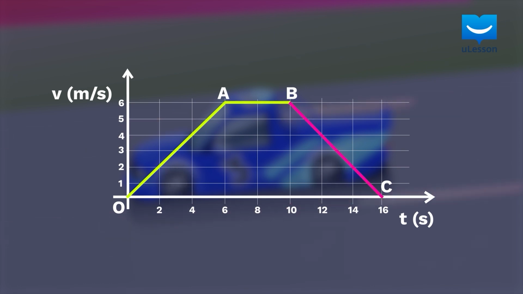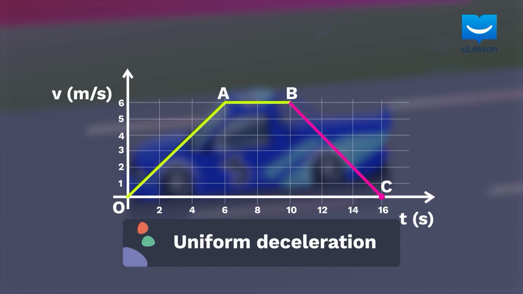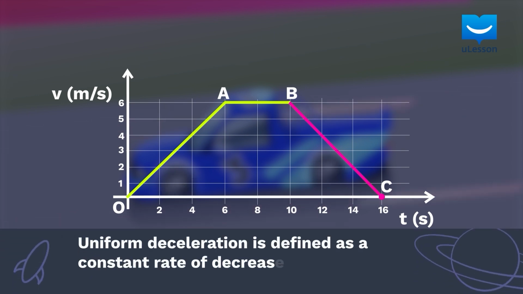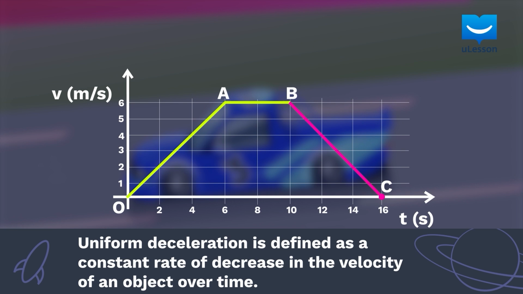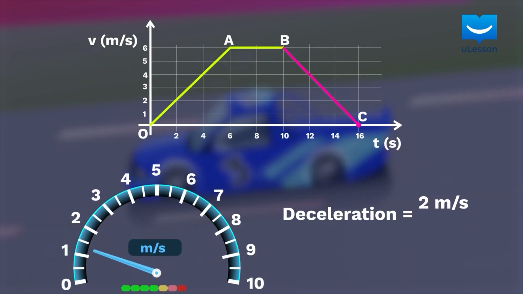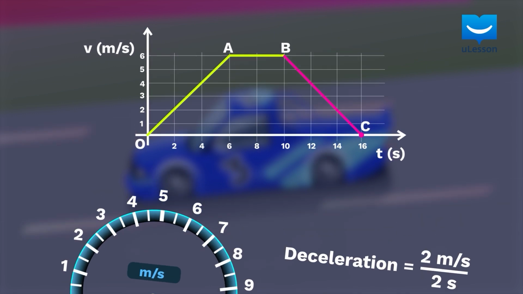We move on to the final part of our graph from B to C. This is the part where the velocity reduces by a constant amount with time. In this example, the velocity reduces by 2 meters per second every 2 seconds, and we call this uniform deceleration. This refers to a constant rate of decrease in the velocity of an object over time. For this example, we say the deceleration is 2 meters per second over 2 seconds, and that is equal to 1 meter per second squared.